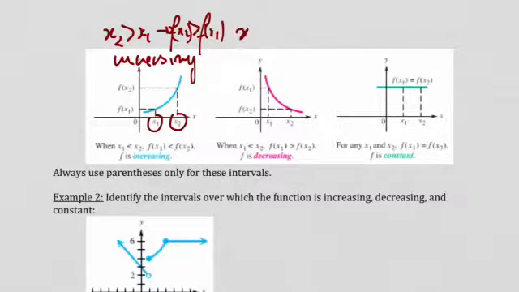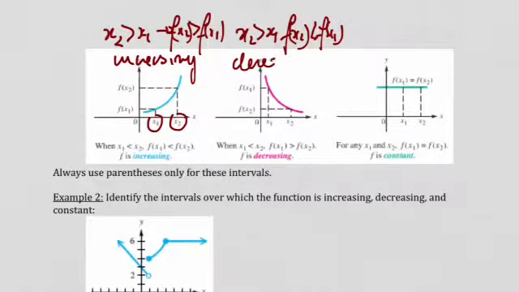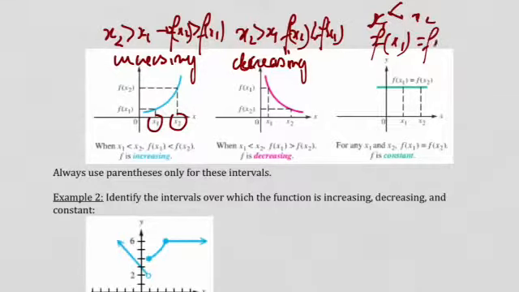Now, if I have x2 greater than x1, but f of x2 this time is less than f of x1, that means it's decreasing. And if you have x1 less than x2 and f of x1 equal to f of x2, that means it is a constant. Okay, it is a constant. All right.